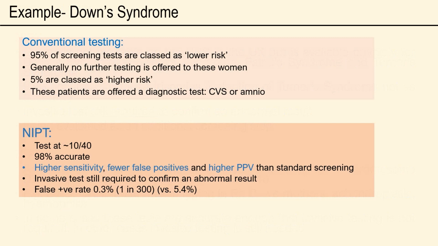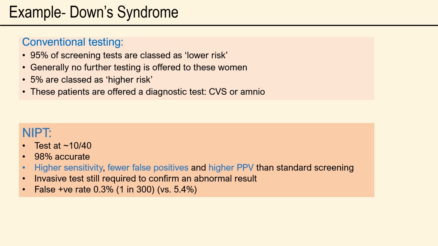So, a side-by-side comparison for screening for Down syndrome. The combined tests will indicate the likelihood of carrying a fetus with Down syndrome. 95% of these pregnancies are considered low risk. That means there is less than a 1 in 150 chance that the baby will be born with Down syndrome. Of these 5% higher risk, they will be offered a traditional or conventional diagnostic test, whether that is chorionic villus sampling or an amniocentesis.